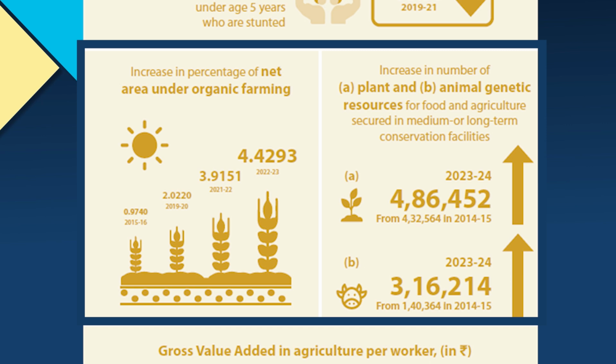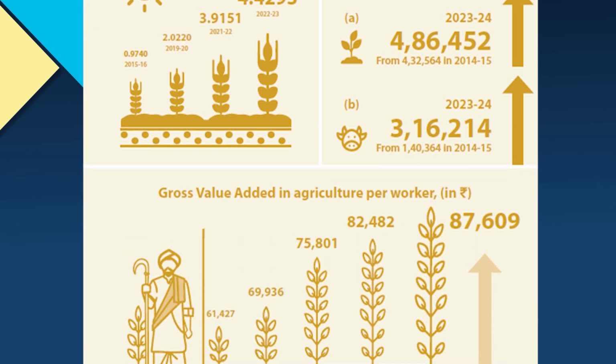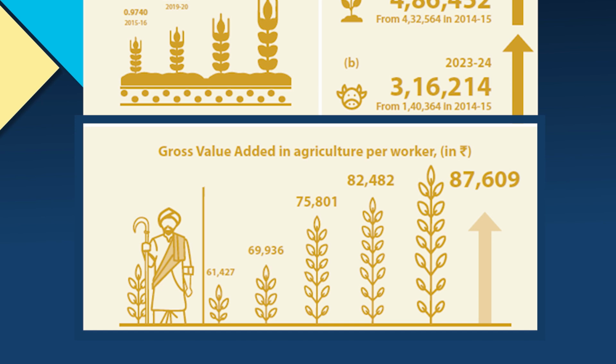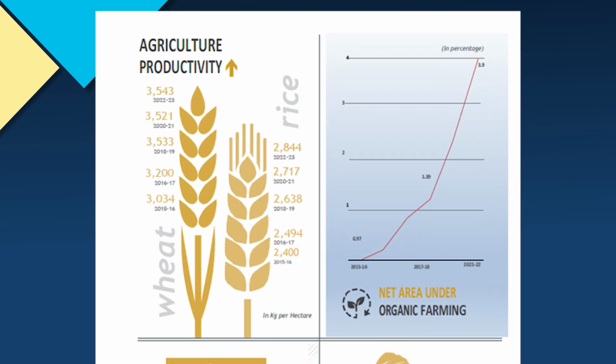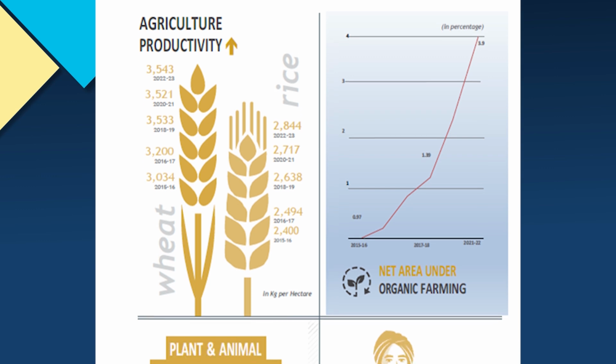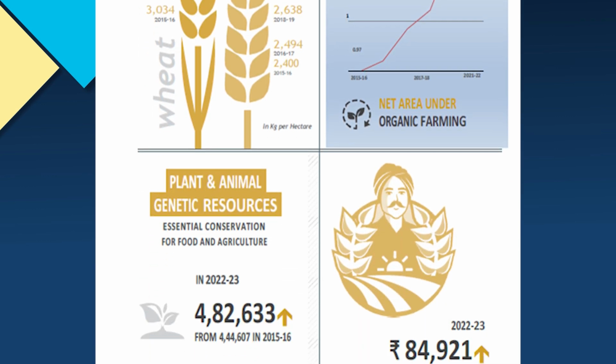At the same time, when we talk about increasing the number of plant and animal genetic resources for food and agriculture secured in medium and long-term conservation facilities, we are also going well. Again, when we look into the condition of gross value added in agriculture per worker, we are going well. So in this way, when we look into agricultural productivity, this is the exact figure. Here you will see organic farming also we are increasing, we are going well.